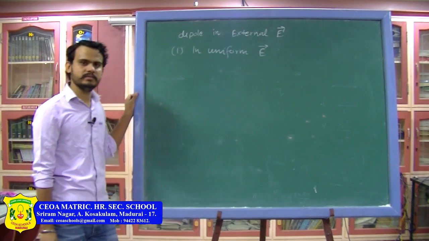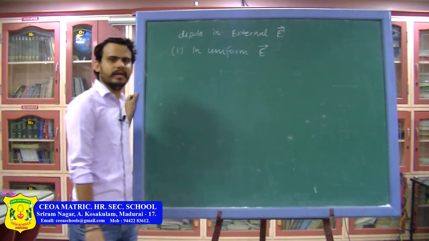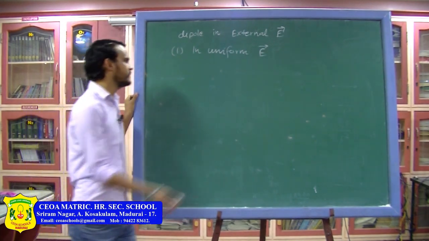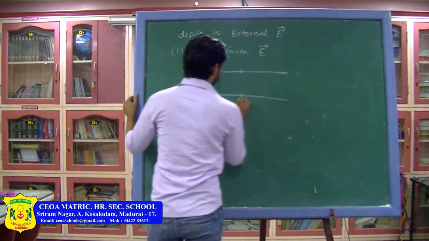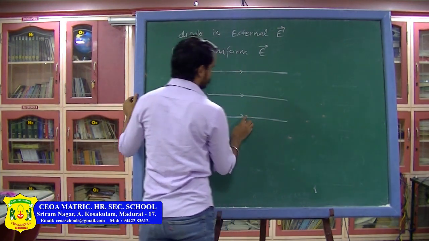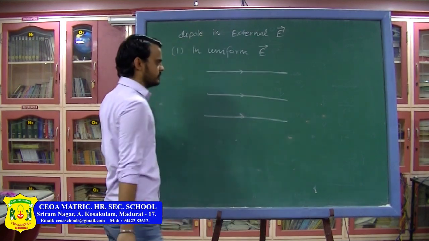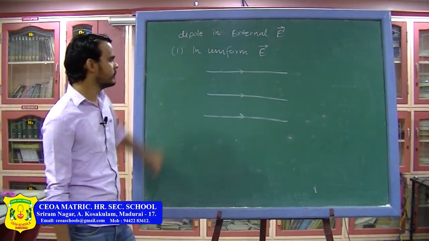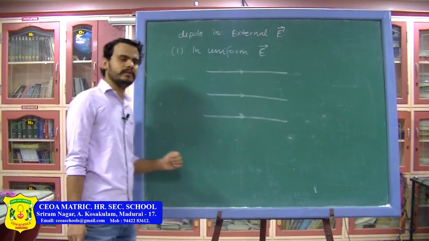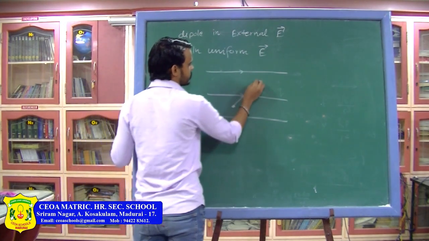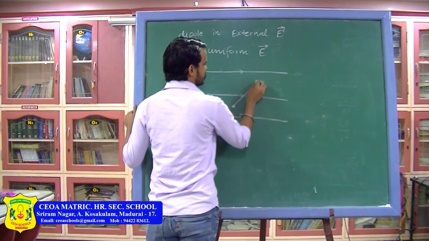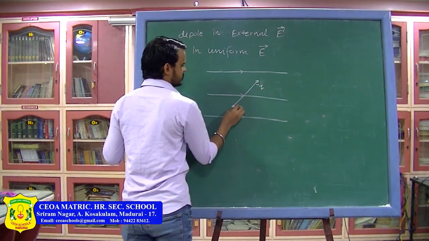A uniform electric field means an electric field whose magnitude and direction are both constant, and the representation of a uniform electric field is like this. We draw straight parallel lines which are equidistant. So this is the uniform electric field, and in this uniform electric field I have placed a dipole. This charge is plus q and this charge is minus q.